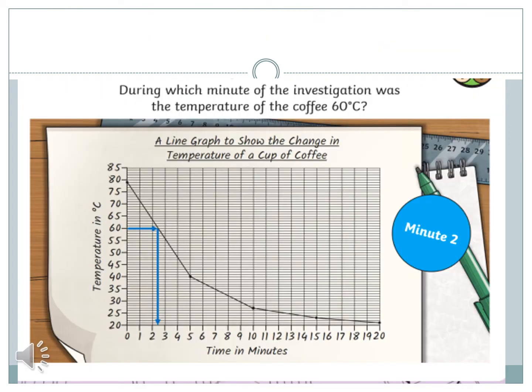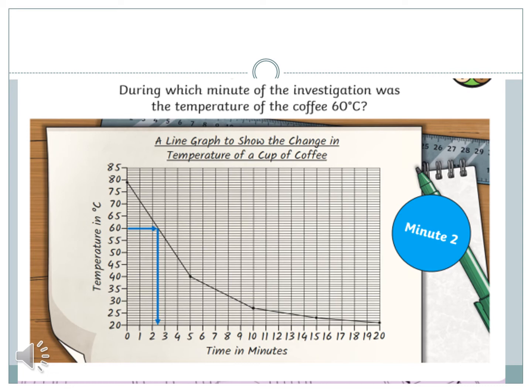Same as the last one, find the 60 on the y-axis and then see where it reaches. You can see that it's just after 2, so it'll be 2 minutes. I would also have accepted if you said 2 minutes and 20 seconds, or 2 minutes and 30 seconds, because it is just over the 2.